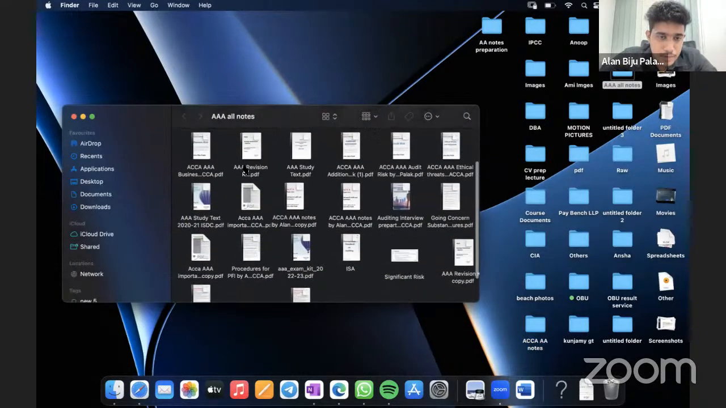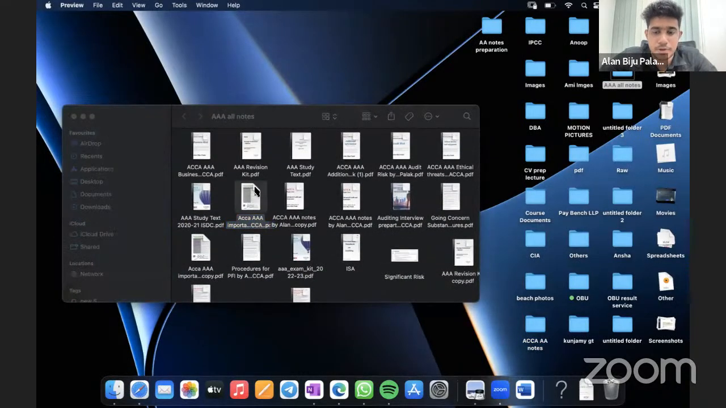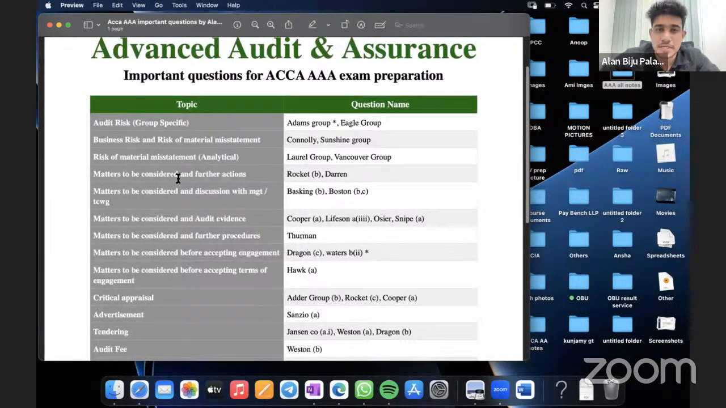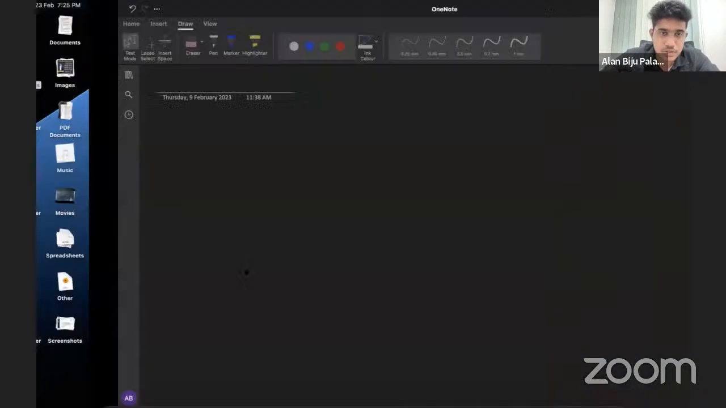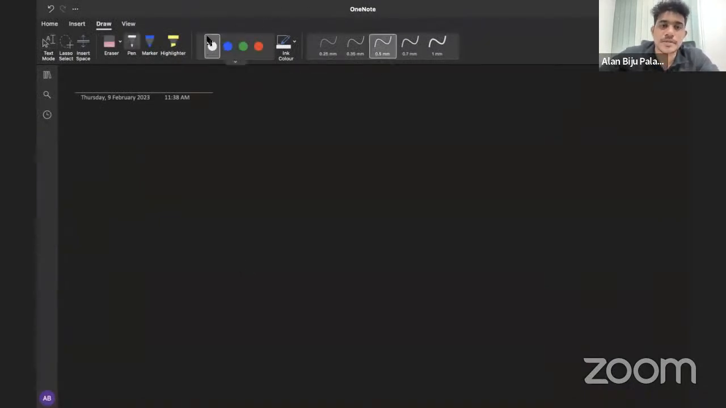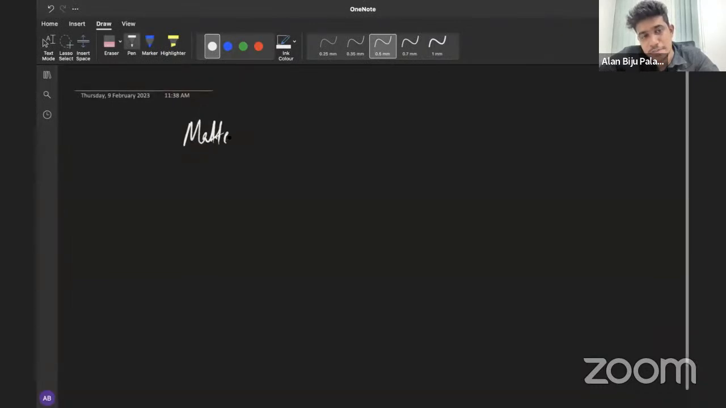So as we mentioned, we will be having multiple types of reporting questions, which include matters to be considered and further actions, matters to be considered in discussion with the management, matters to be considered in relation to audit evidence, and matters to be considered before accepting engagement and before accepting terms of engagement. So these are the different types of reporting questions. First of all, we will be starting with matters and further actions.